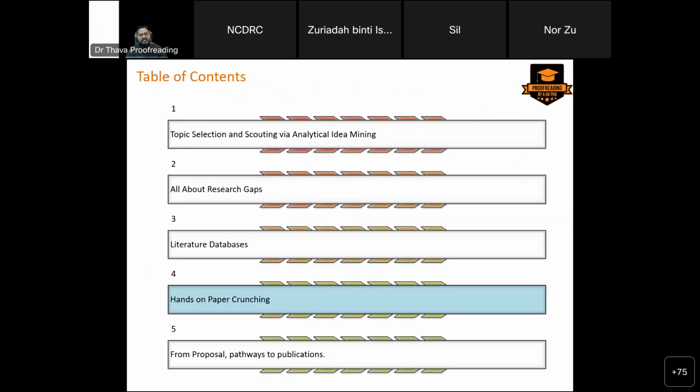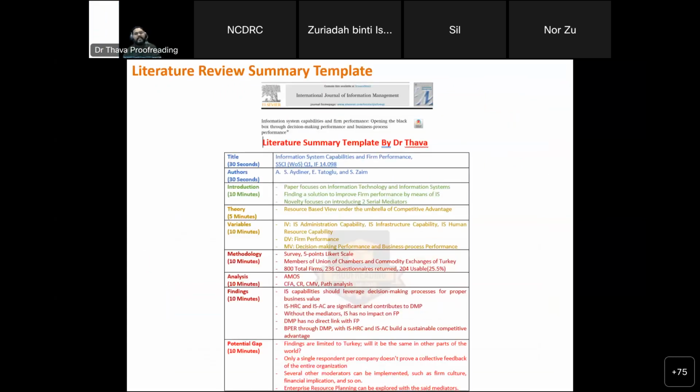Okay, now we are going straight into hands-on paper crunching. What is this template? Literature summary template by Dr. Tawa. When you read a paper, we tend to download a lot of papers. Some of you can agree with me. We save the papers and we look at the folders. We feel very proud.